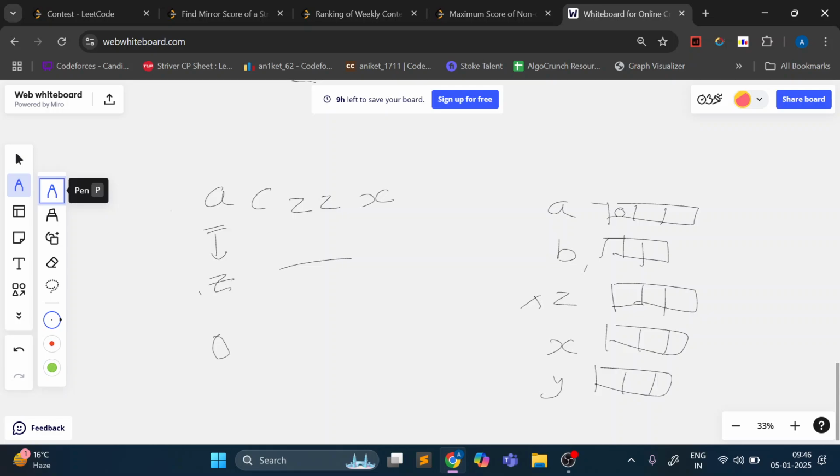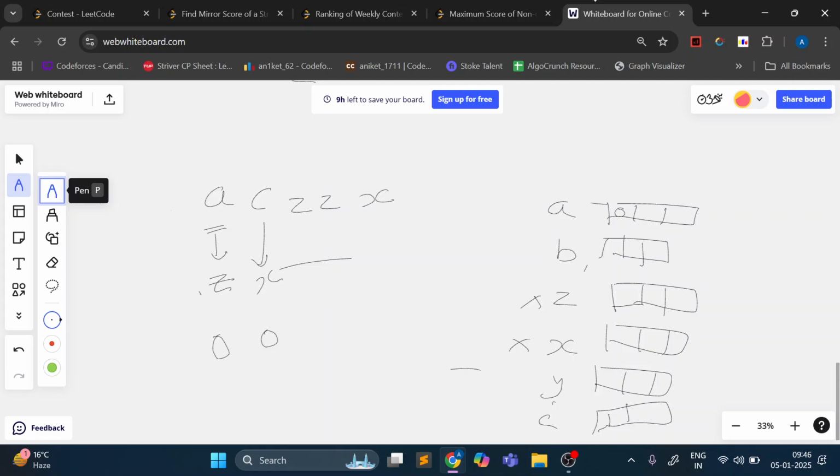Now for C, its mirror character is X. X's stack is also empty, so there is no matching. Score still remains 0, but we push to the stack of C. Sorry, not 0, 1, which is the index of C.